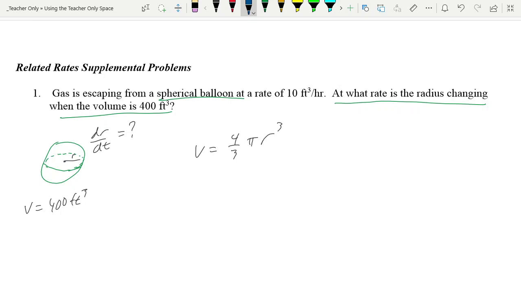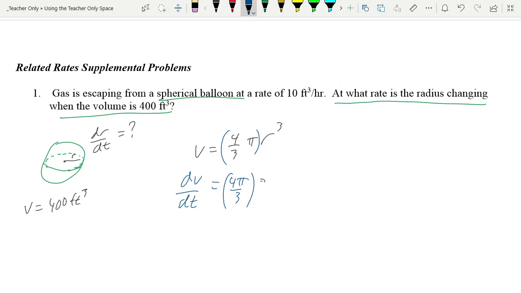Now, the key thing to keep in mind is we're doing the derivative with respect to time, not with respect to V, not with respect to r. So the derivative of V with respect to t would be dV/dt. Now, constant multiplier says I'm going to leave the 4/3 pi alone. Just constant multiplier. And now I'm going to do the derivative of r cubed. So we start by doing chain rule.